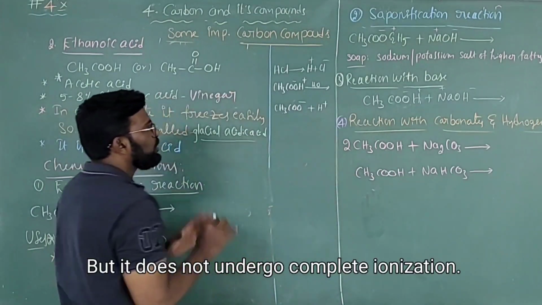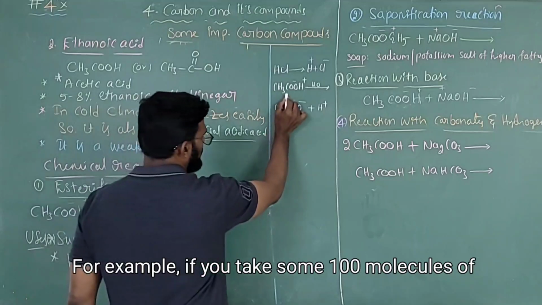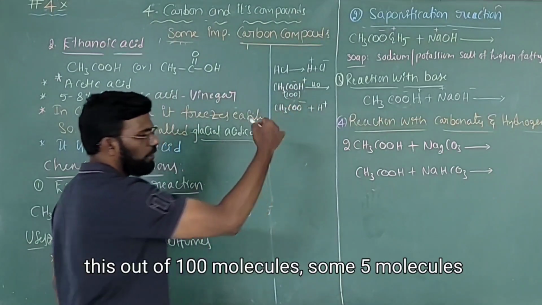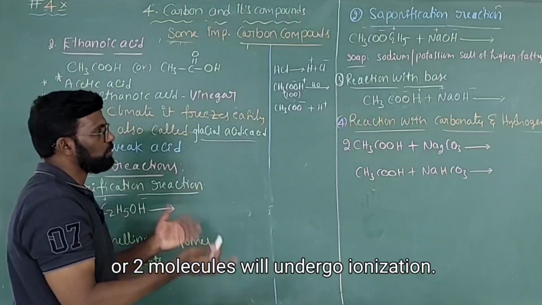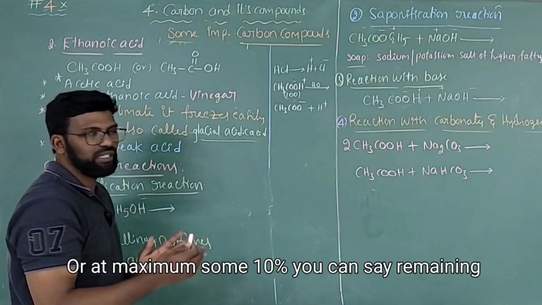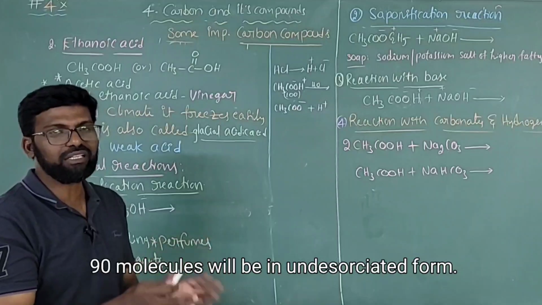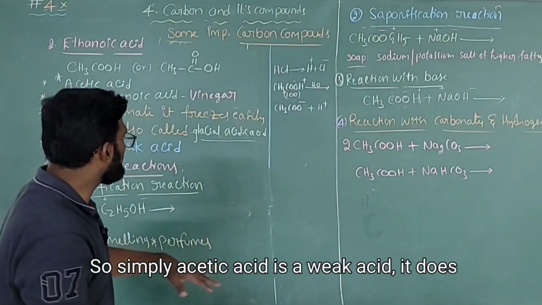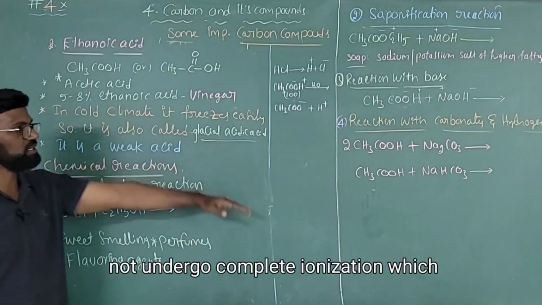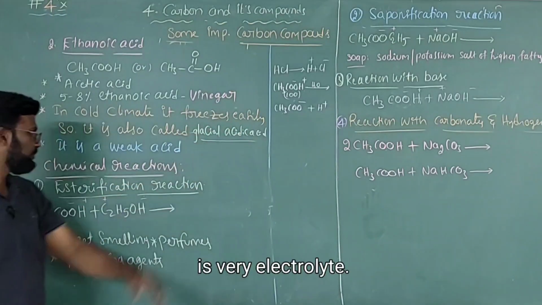But it doesn't undergo complete ionization. For example, if you take 100 molecules of this, some 5 molecules or 2 molecules will undergo ionization, or maximum some 10%. Remaining 90 molecules will be in undissociated form. So simply, acetic acid is a weak acid. It does not undergo complete ionization, which makes it a weak electrolyte.